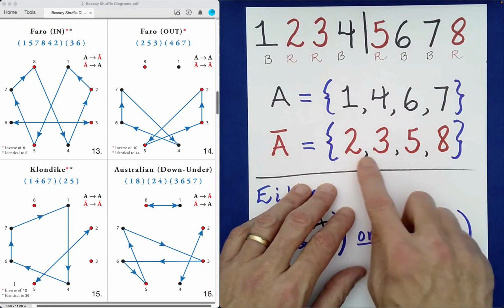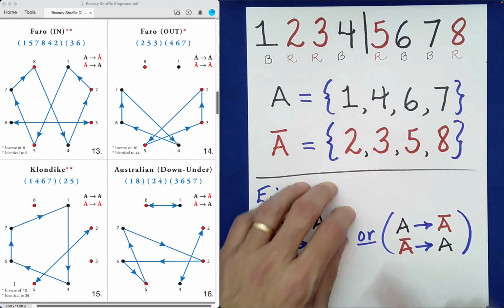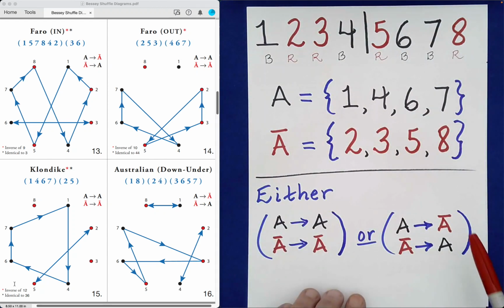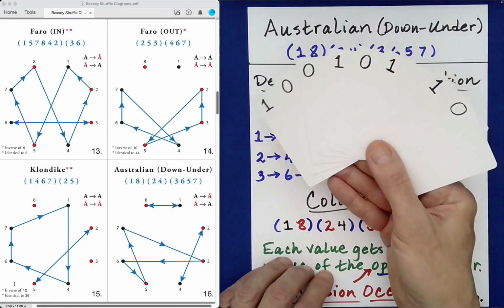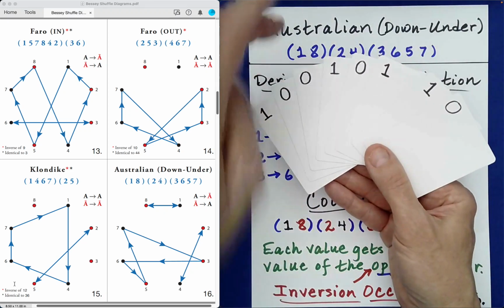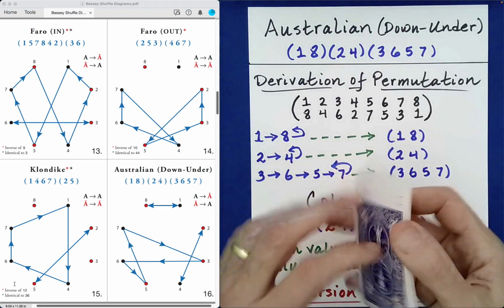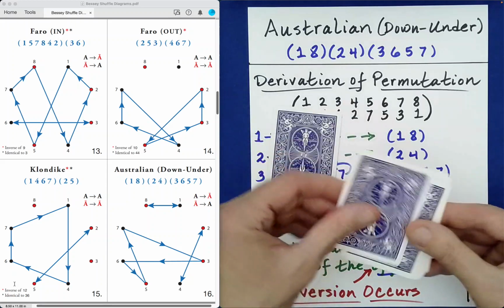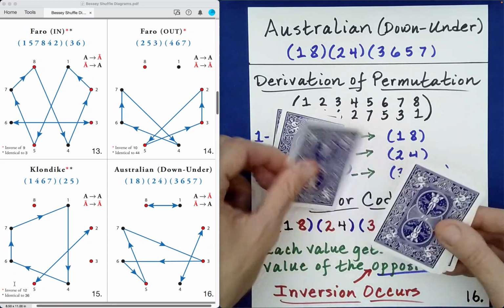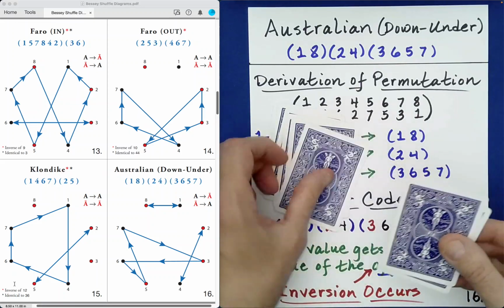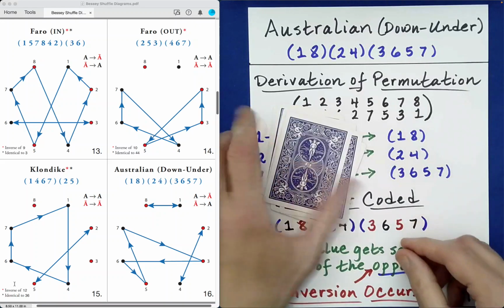Cards that began in 2, 3, 5, 8 positions get moved to positions 1, 4, 6, 7. And in the case of the Australian Down Under, inversion does indeed occur. So using our Bessey sequence 1001, 0110, why don't we quickly demonstrate that inversion does occur. So the down under: it's down, and then the next card goes under, down, under, down, under, down, under, down, under, down, under, down. Last one goes on top.